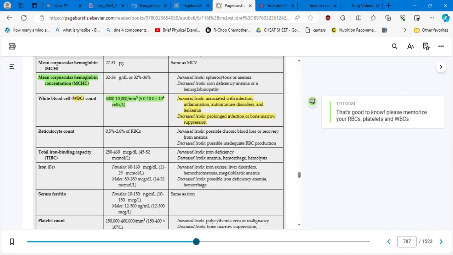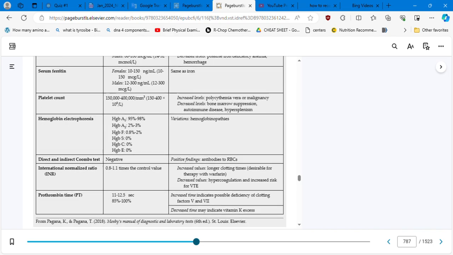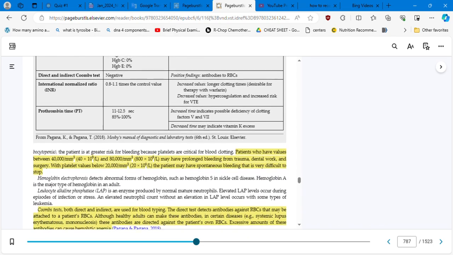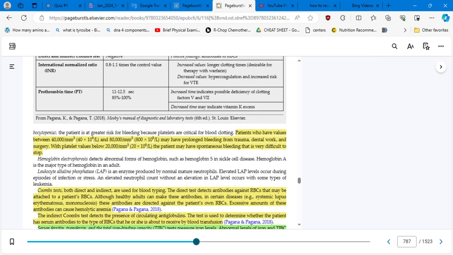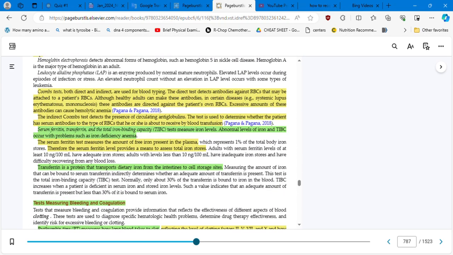How much is the average in percentage of the RBCs, platelets, and WBCs? Okay. And platelets, patients who have values between 40 and 80 may have prolonged bleeding from trauma, dental work, and so on. So you have here all the types of tests.